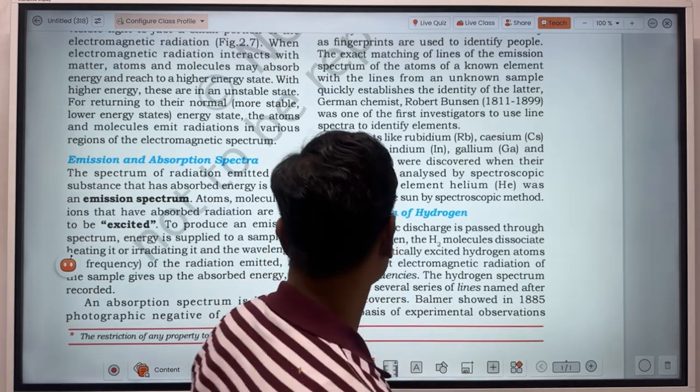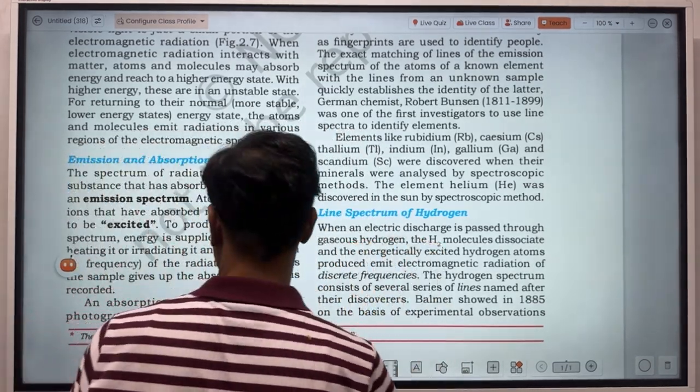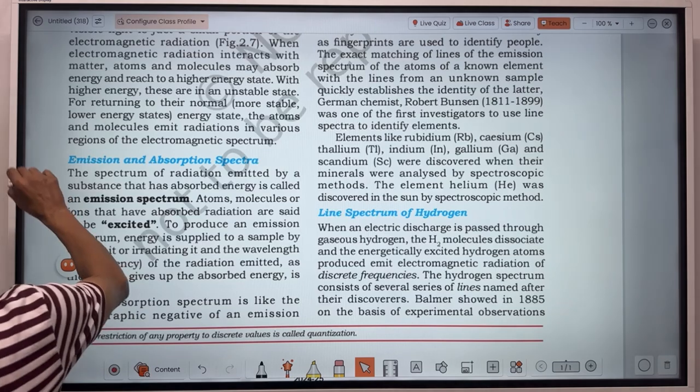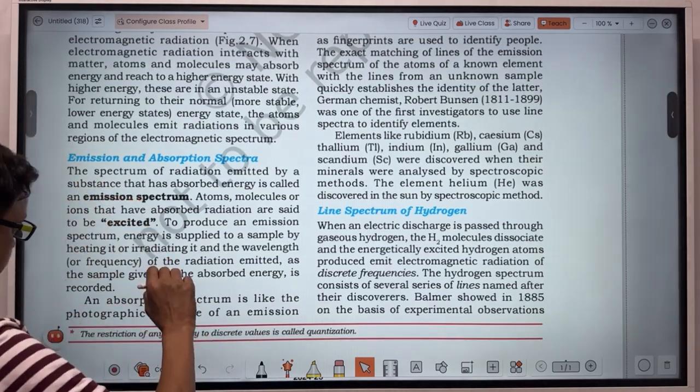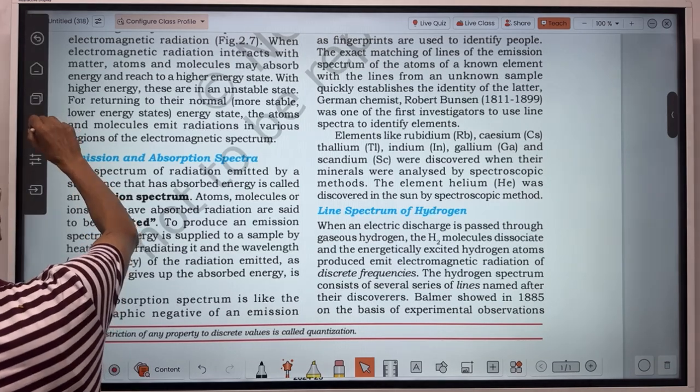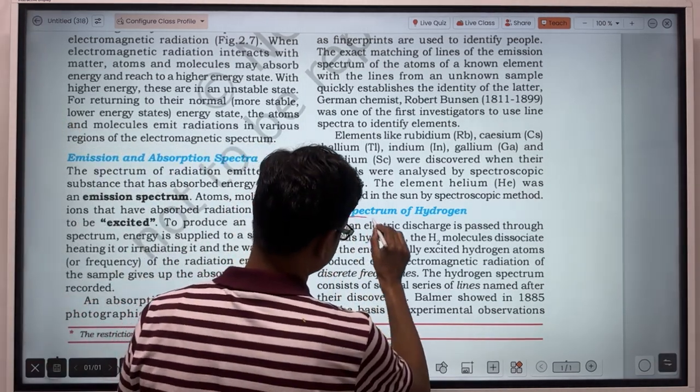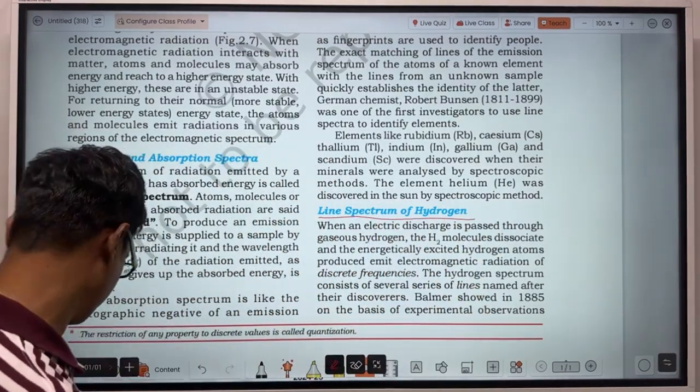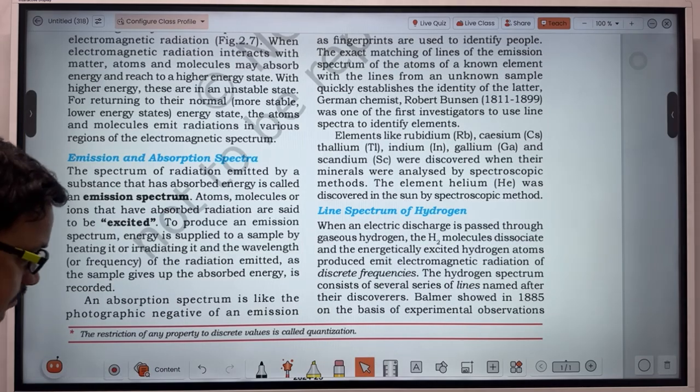Now we will discuss the line spectrum of hydrogen. About this point we will discuss, that is, the line spectrum of hydrogen. Okay, so let's see here.